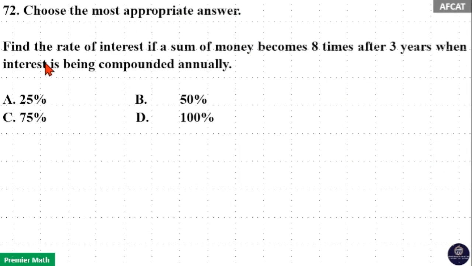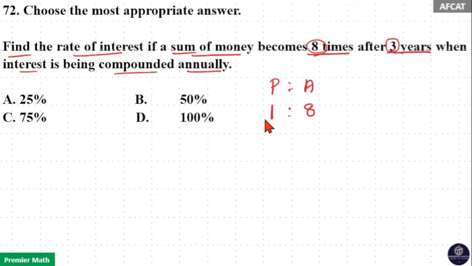Choose the most appropriate answer. Find the rate of interest if a sum of money becomes 8 times after 3 years when interest is being compounded annually. Here, the sum becomes 8 times after 3 years, so take the ratio between principal and amount. If principal is 1, then the amount will become 8 times after 3 years. Now, this is for 3 years. So, write this 1 and 8 in terms of power of 3. So, this will become 1 cube and 8 will become 2 cube.